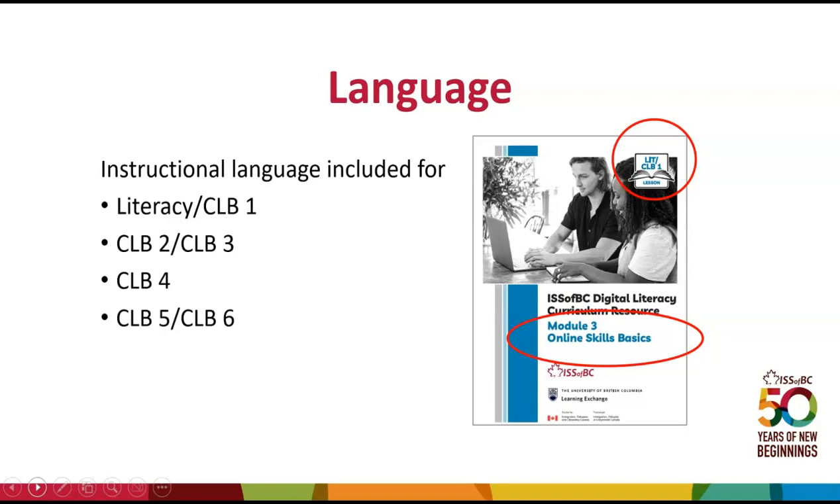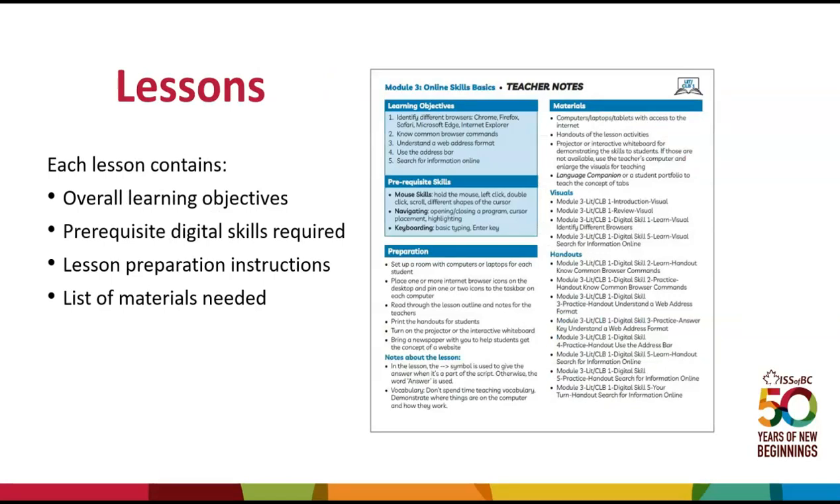What is important to know is that the digital skills in each level are very similar. The higher CLB level lessons have higher level English, and at times, a bit more digital task complexity. Literacy CLB 1 and CLB 2 and 3 include more visuals in some modules than the higher CLB levels. Because of this, they are a good choice for many learners, including those with higher oral CLB skills but lower literacy. Each lesson follows the same format.